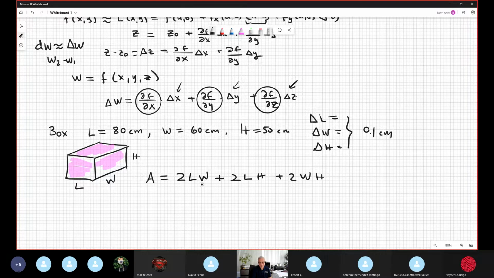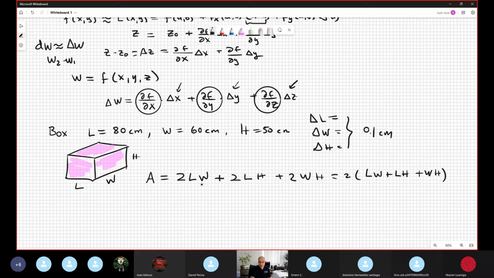We have 6 rectangles. Each rectangle has a twin, and the area is the multiplication of both sides, no? So multiply by 2 because we have 2 identical rectangles. This is the formula. So basically, S is 2 times a common factor: LW plus LH plus WH.